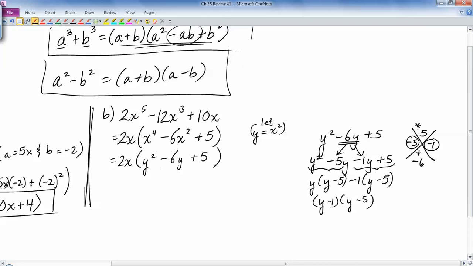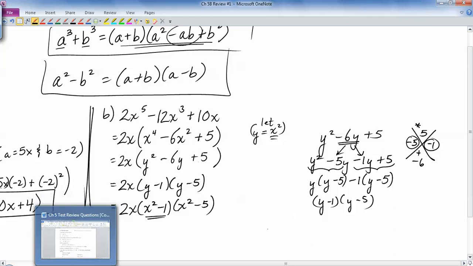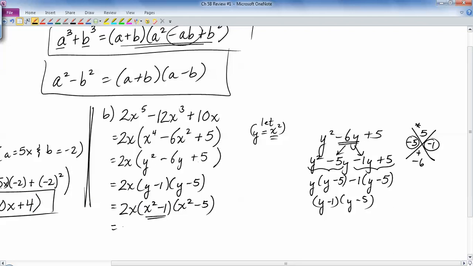So that's what that parentheses turns into. So now I've got 2x, y minus 1, y minus 5. But y is something I made up. Y is really x squared. So this is really 2x, x squared minus 1, x squared minus 5. Now, you might think you can stop there, but it turns out you can actually break down this one a little bit more.